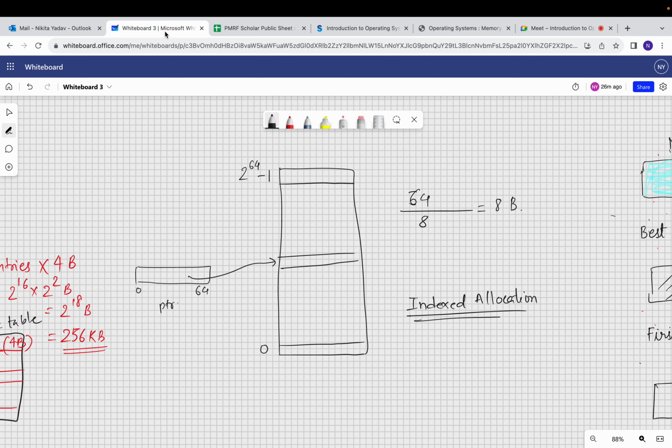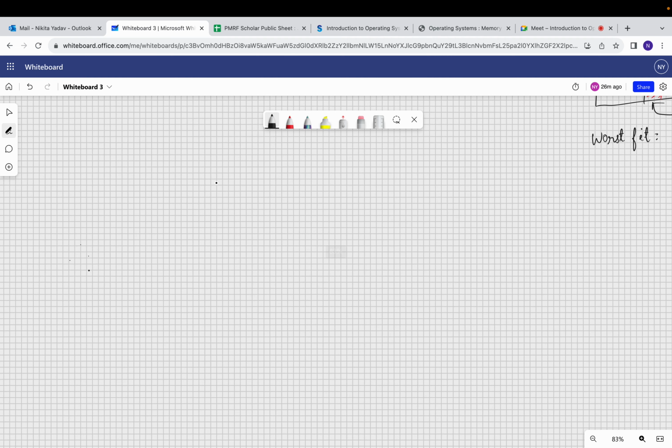Simply, this can be interpreted like this: 2 to power 64 bytes, that is 2 to power 64 is the blocks, and the 8 bits is the size of a block. So 64 bits are used to address that 2 to power 64 blocks.